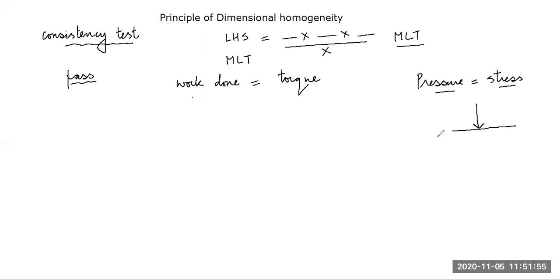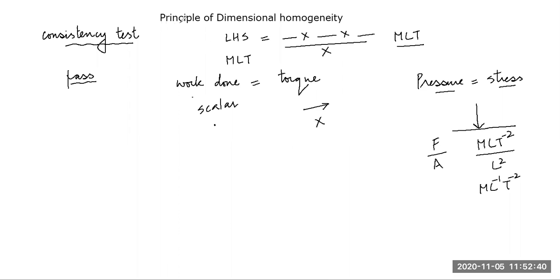What is that? The MLT of pressure is force divided by area. So force is MLT minus 2, divided by area, which is L2, that is ML minus 1 T minus 2. Well, the stress also has the same indices of MLT on the right hand side, but that doesn't mean the equation is correct. Similarly, work done and torque. Torque is a vector quantity and work done is a scalar quantity. Torque is expressed by cross product and work done is expressed by dot product. So, even if the equation passes the consistency test, the equation may be wrong.